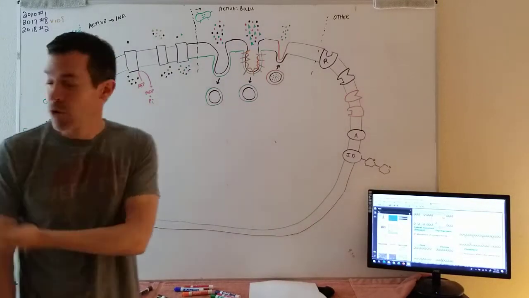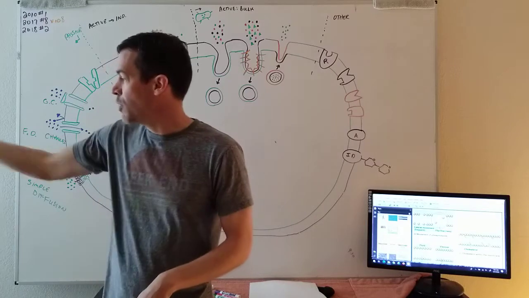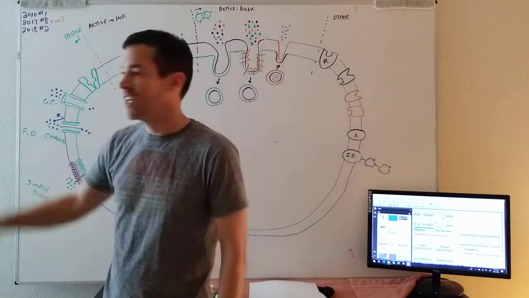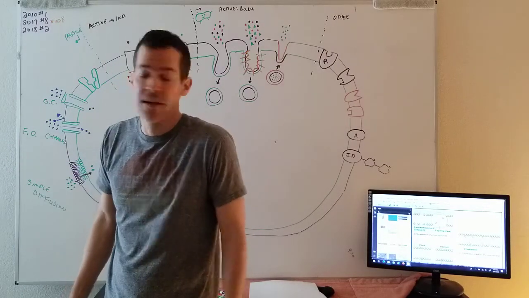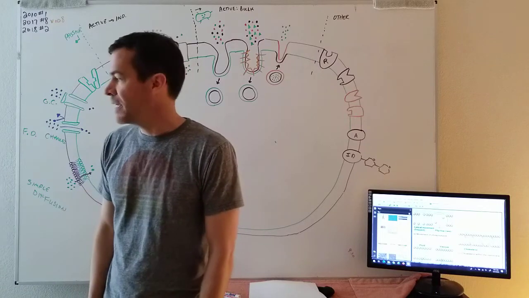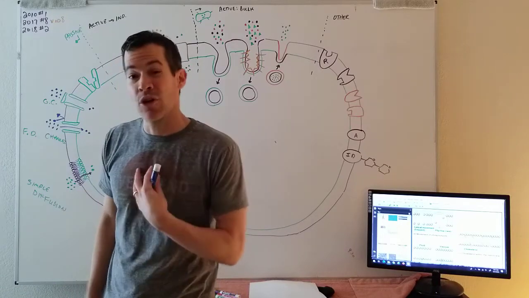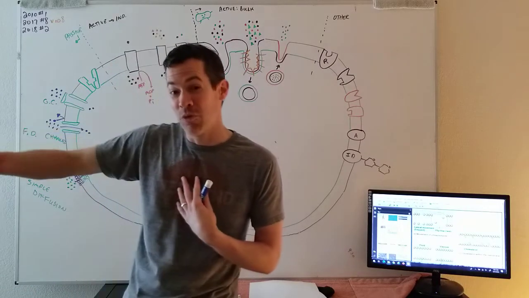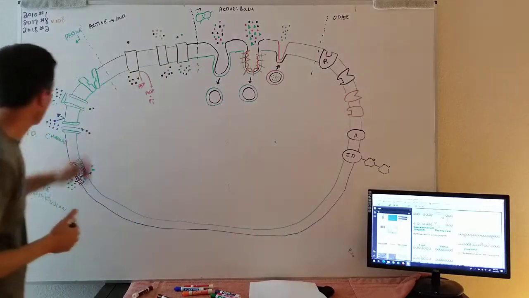Back to the smoke analogy. If there was smoke outside the window, I can close the window. Now the smoke won't get in. If I open the window, then smoke can get in, but I have no control over which way it moves. It will move in. So that's what's happening with a gated channel.